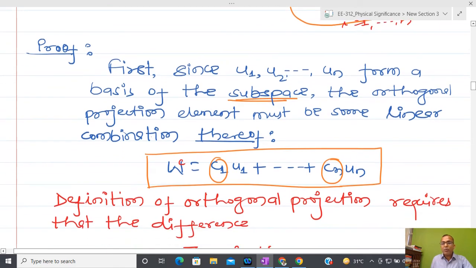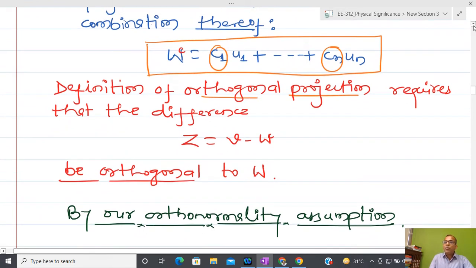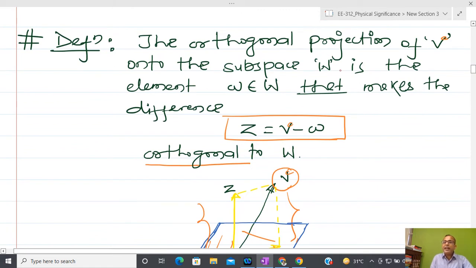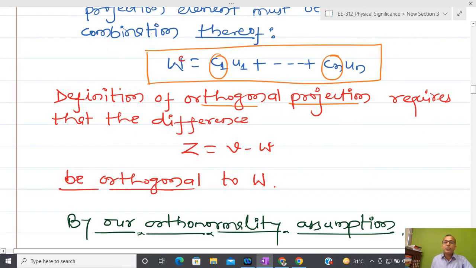Due to that reason, I have to apply the definition of orthogonal projection. In the previous definition, we have seen that if I have some vector V, and some subspace W, and V is projected on the subspace W, then Z, that is the difference between V and W, is orthogonal to W. The same kind of thing I am going to use here, because now I have to calculate the orthogonal projection. So I am saying that Z, that is V minus W, is orthogonal to W.